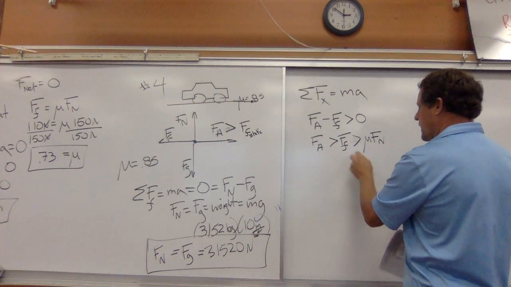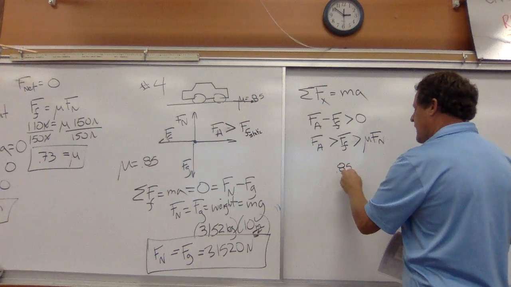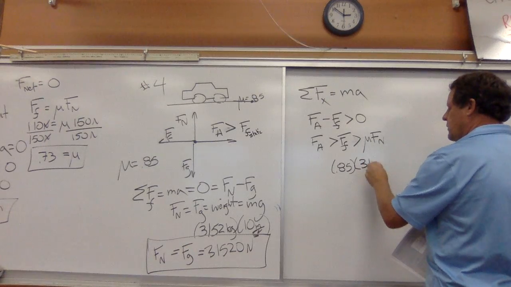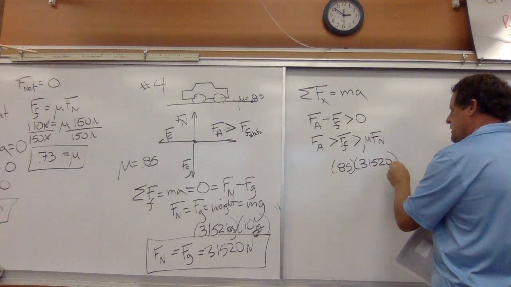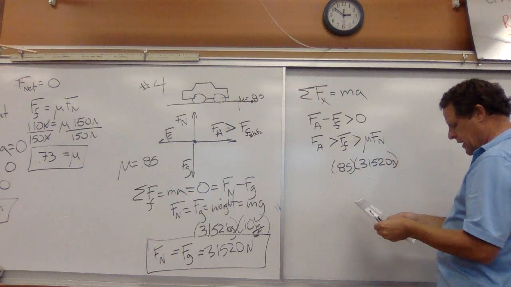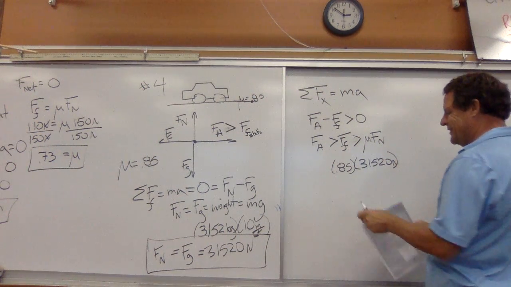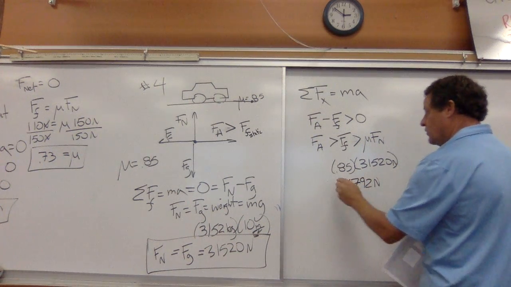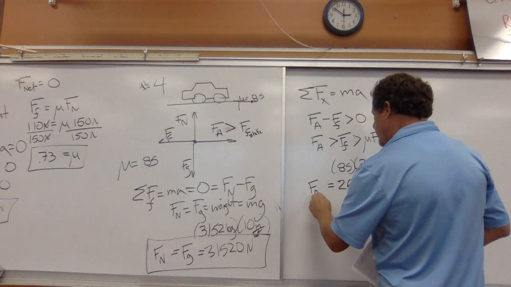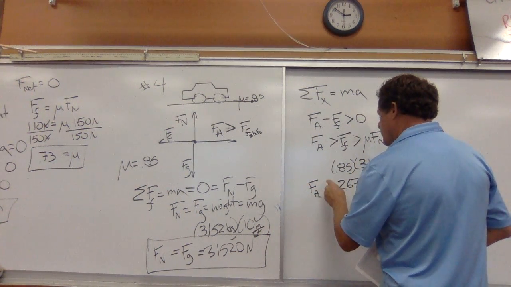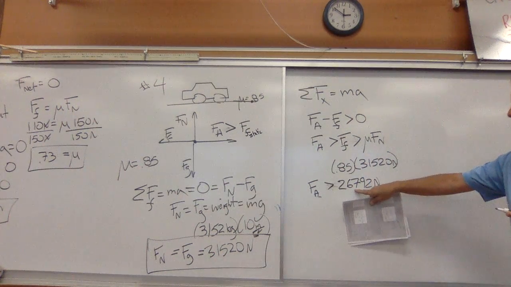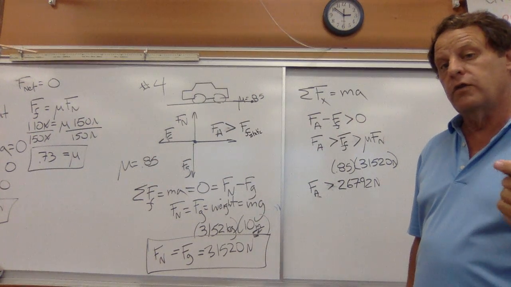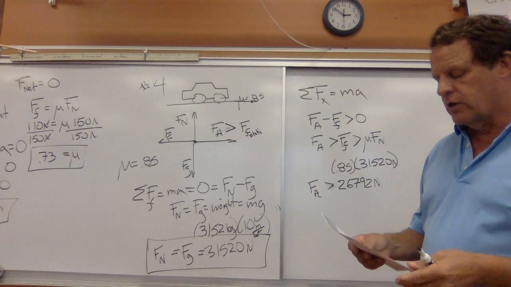Okay, so now we can say our mu is 0.85 and our normal force is 31,520, and that is going to be 26,792 newtons, okay? So that means our applied force has to be greater than 26,792. If it is, then it's going to start to move.